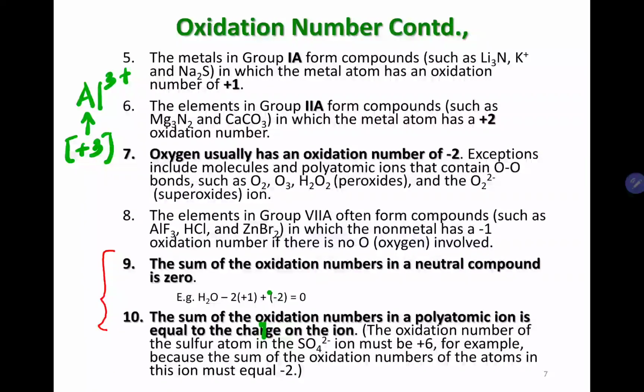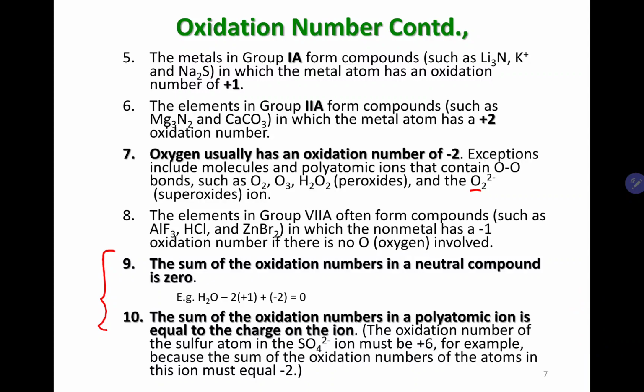That is something you might want to remember, even though it is not written in these 10 rules. Rule number 7 talks about the oxidation number of oxygen, which is usually -2. But there are exceptions, and peroxides and superoxides are those exceptions. Oxygens in peroxides have an oxidation number of -1, and oxygen present in superoxide compounds has an oxidation number of -1/2.